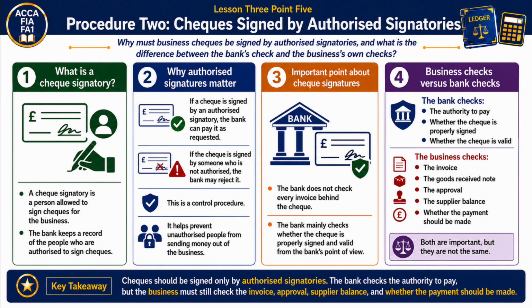Procedure 2. Checks signed by authorized signatories. The second procedure is that checks should be signed by authorized check signatories. A check signatory is a person allowed to sign checks for the business. The bank keeps a record of the people who are authorized to sign checks. So, if a check is signed by an authorized signatory, the bank can pay it as requested. But if the check is signed by someone who is not authorized, the bank may reject it.